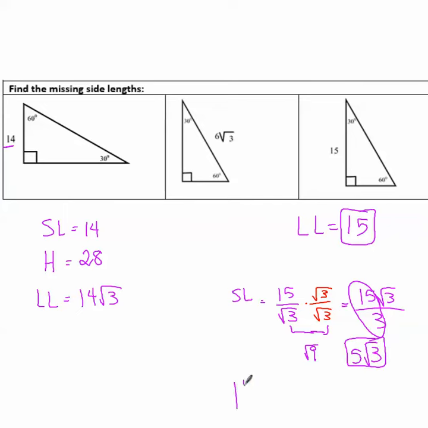Then remember, my hypotenuse is just the short leg times 2. Multiply these numbers and I get 10 square root of 3.